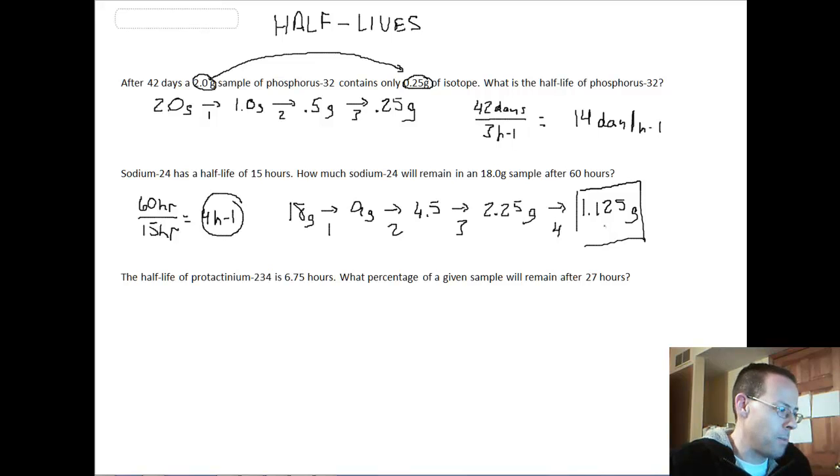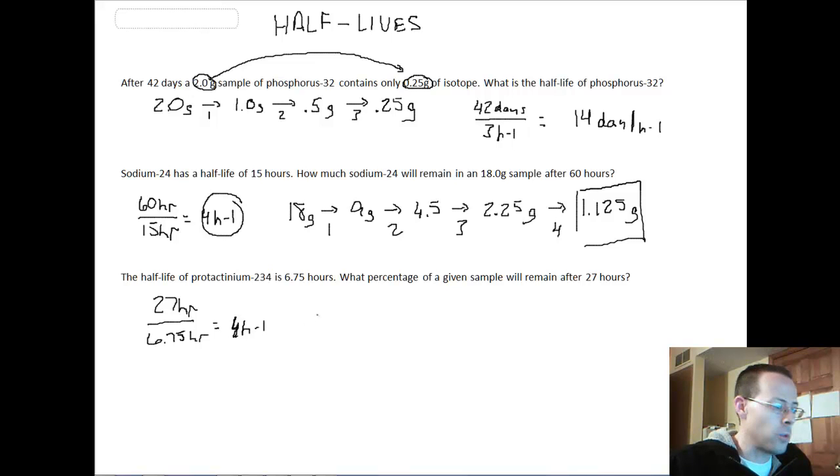Right, our last example: the half-life of protactinium-234 is 6.74 hours. What percentage of a given sample will remain after 27 hours? So now we're not necessarily concerned about mass, but we just want a percentage number. Alright, so again, we know that 27 hours elapse. We also know that 1 half-life is 6.75 hours. And if we do this math, we're going to find that 27 divided by this is 4 half-lives again.